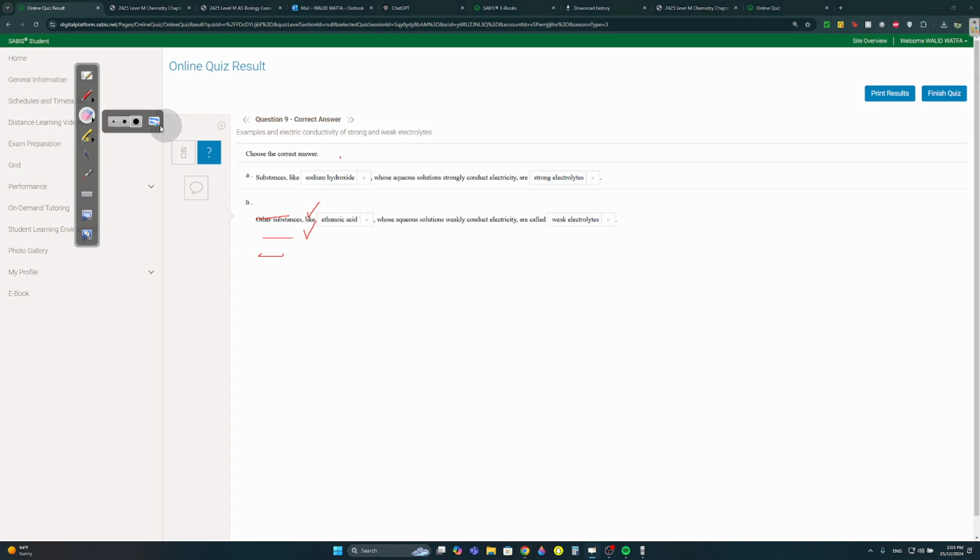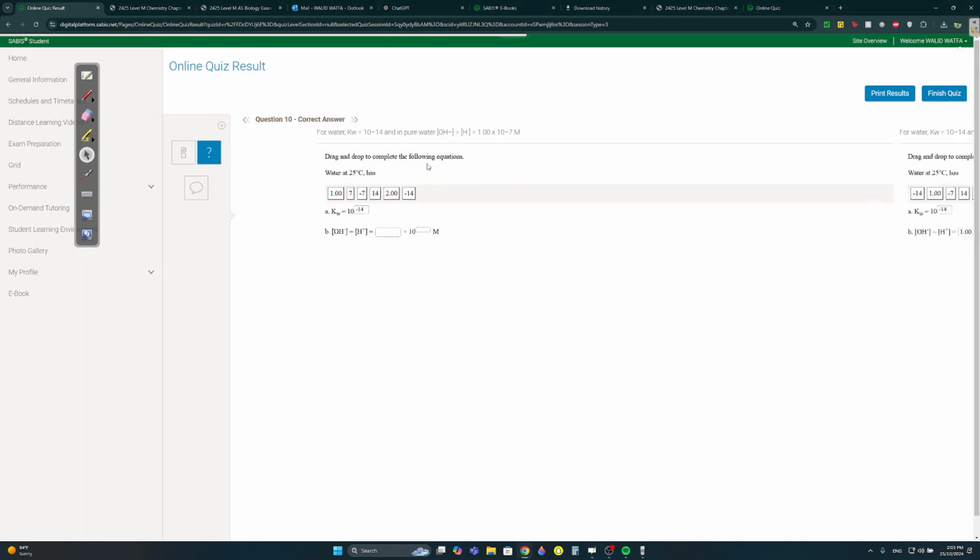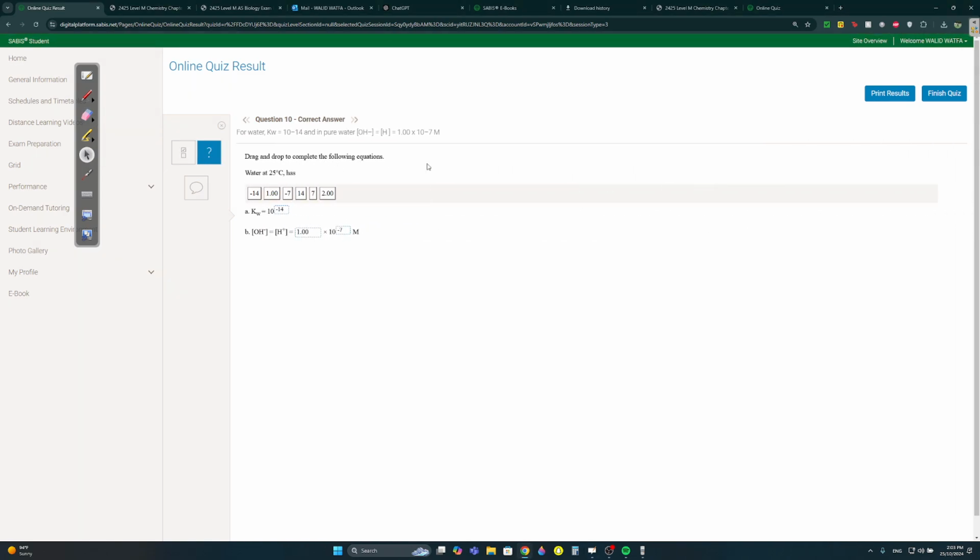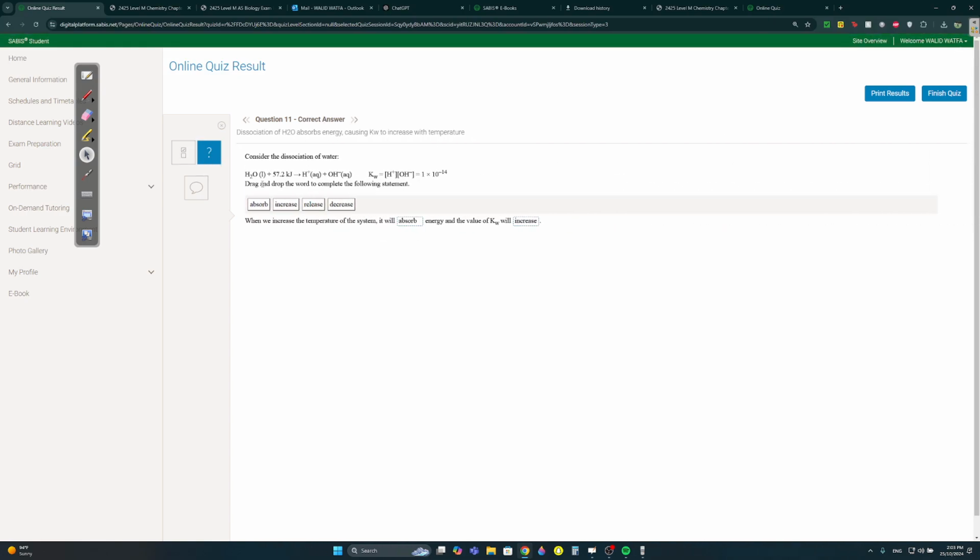So let's continue here. Drag and drop to complete the following equation. Okay. Yeah, water at 25 degrees Celsius. Kw is 10^-14. And OH- at 25 degrees Celsius in water is equal to H+, which is equal to 1 times 10^-7.